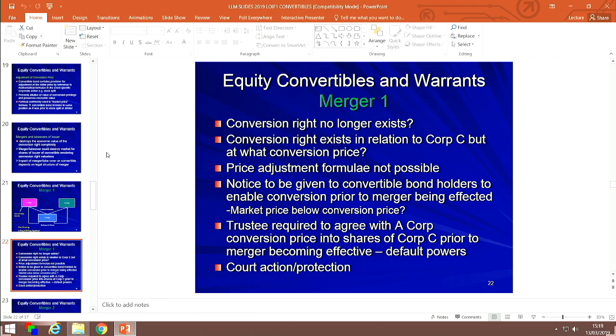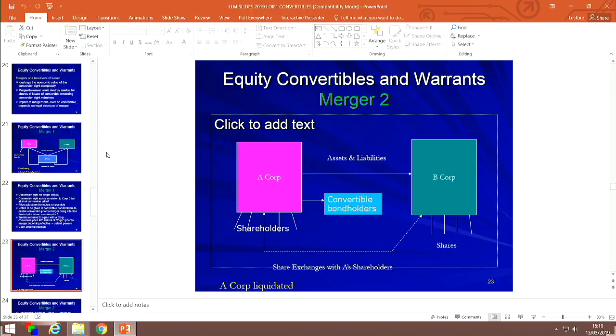It means, however, that you're relying entirely on the trustee to agree the conversion price into the shares of C Corporation, the successor entity, after the merger. And that's normally, in practice, what is done in order to protect the convertible bondholders right in the face of a merger, which results in the termination of the existence of the issue of the convertible bond.